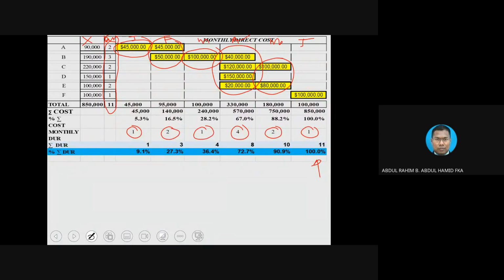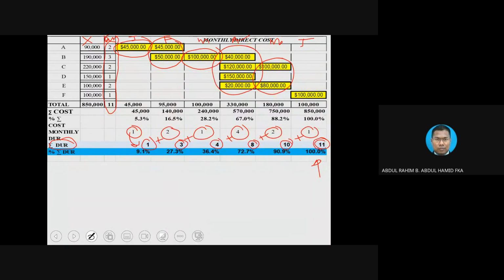And then you notice that we translate those things into the cumulative in another row here. We just simply put the amount of duration there on the right hand side of the January column for the first one. And then for February, you simply add number 1 plus number 2, then it becomes 3. 3 plus 1 becomes 4. 4 plus 4 here becomes 8. 8 plus 2 becomes 10, and then lastly 10 plus 1 is equivalent to 11.